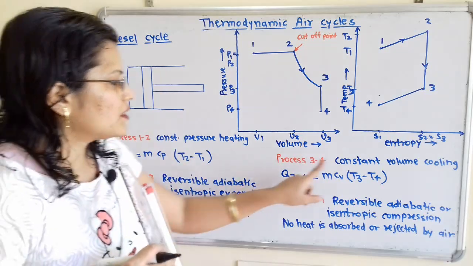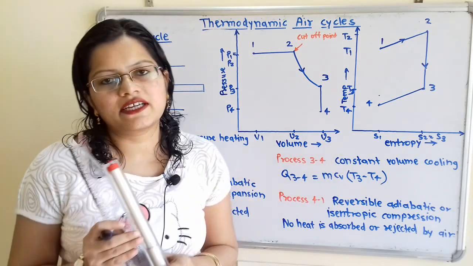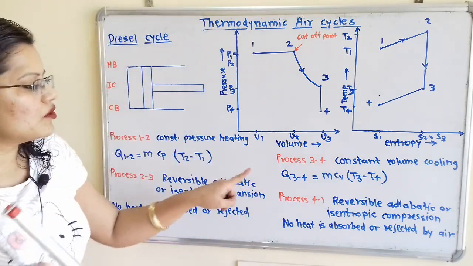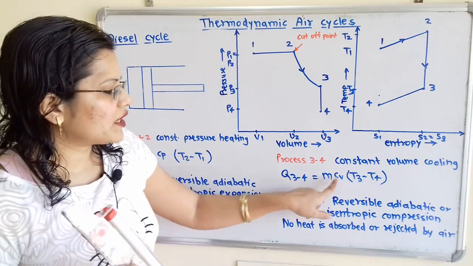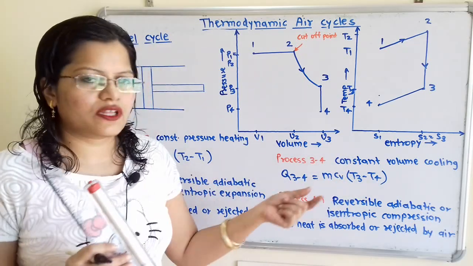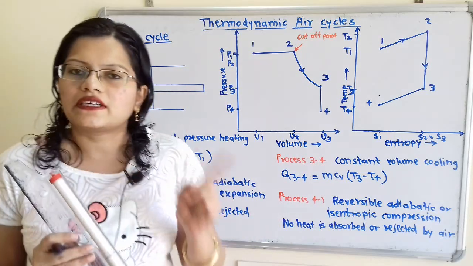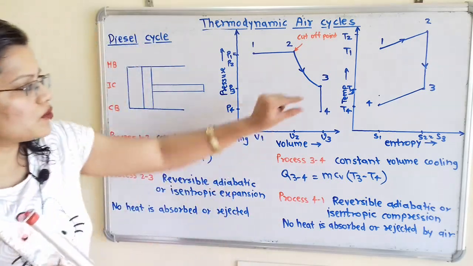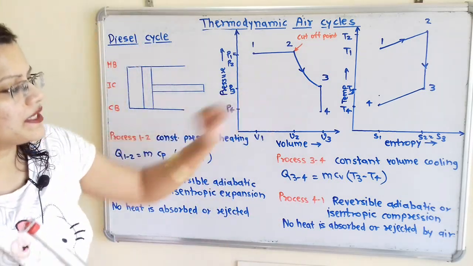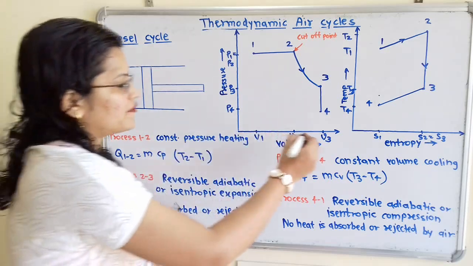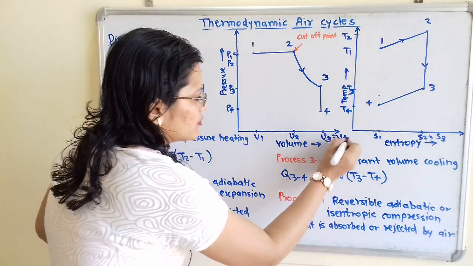Now in this process some heat is getting rejected, and that is Q34 equals m Cv (T3 minus T4). Now why Cv is used? That is the specific heat at constant volume, because this process is taking place at constant volume. So here V3 is equal to V4.